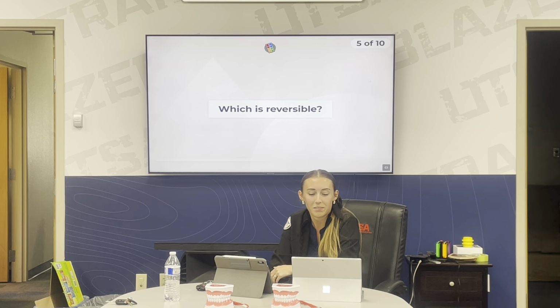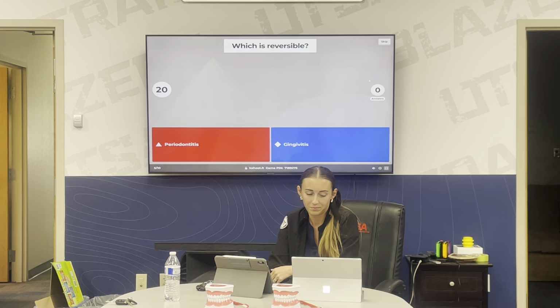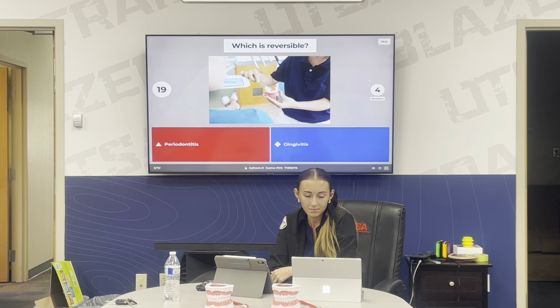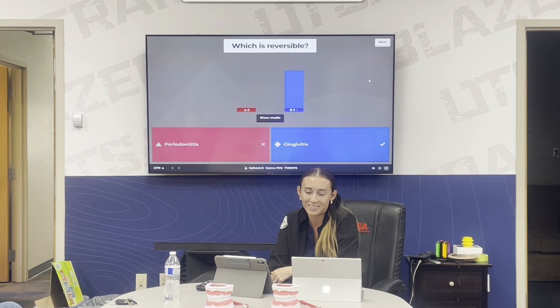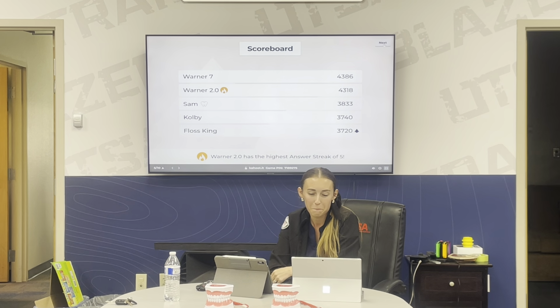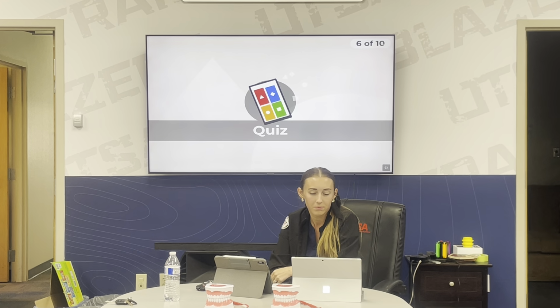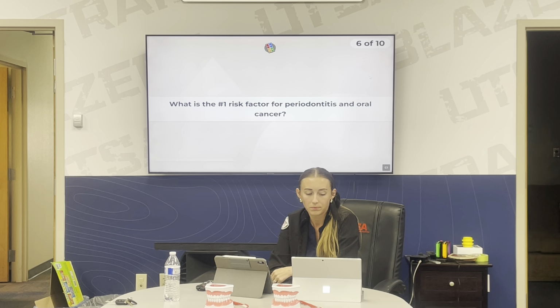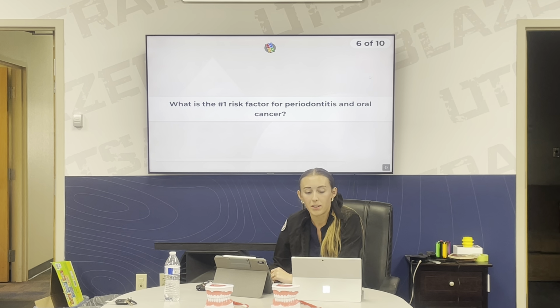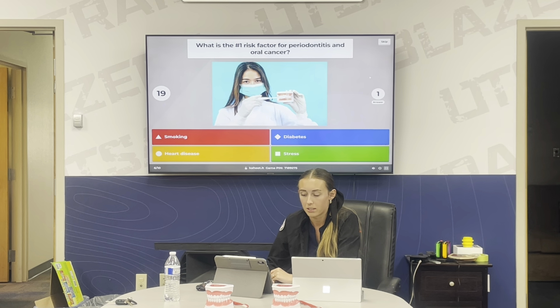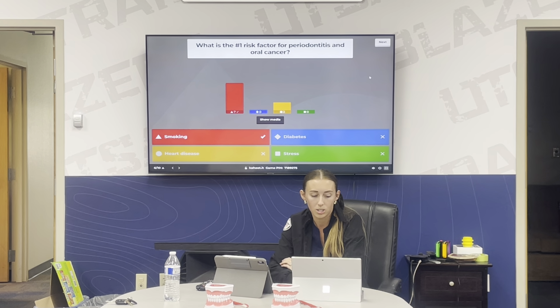Wow. So which one of these two is reversible? Wow, I'm so proud of you guys. What is the number one risk factor for periodontitis and oral cancer? Good job.